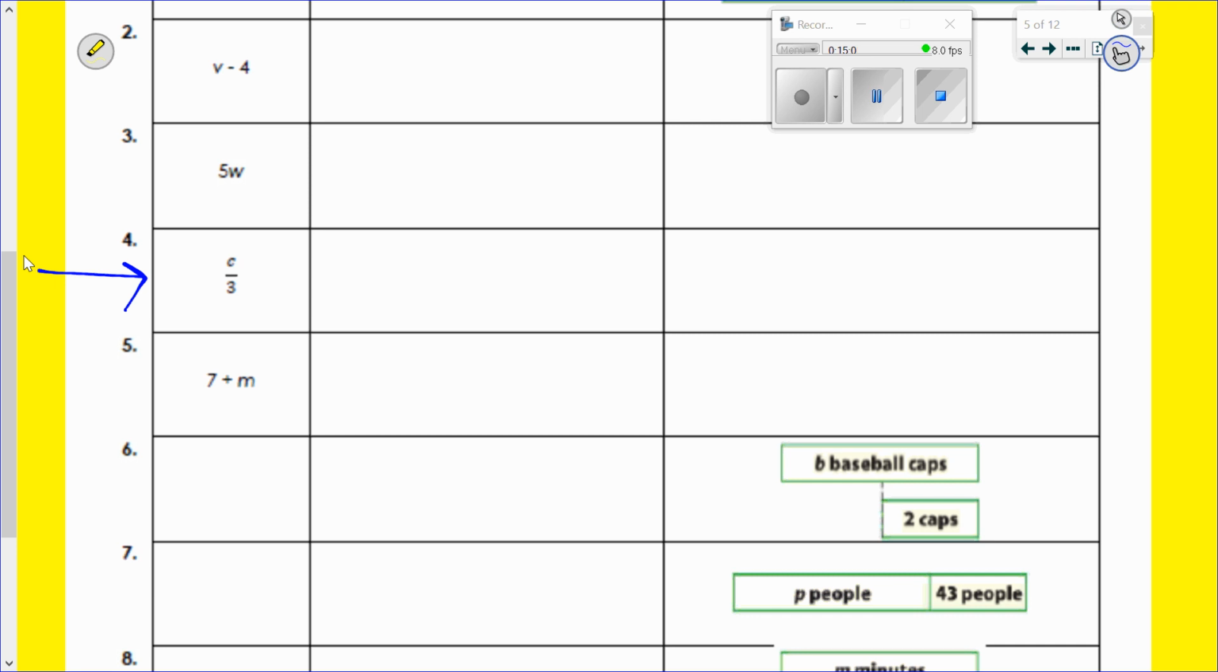You would read this as a number divided by 3.